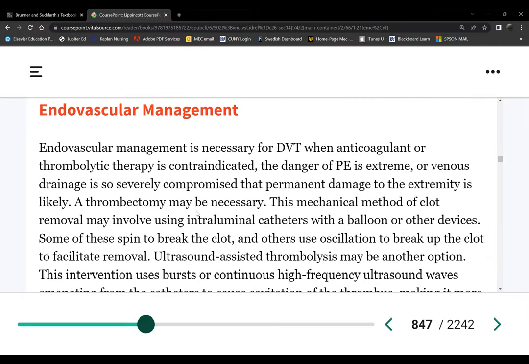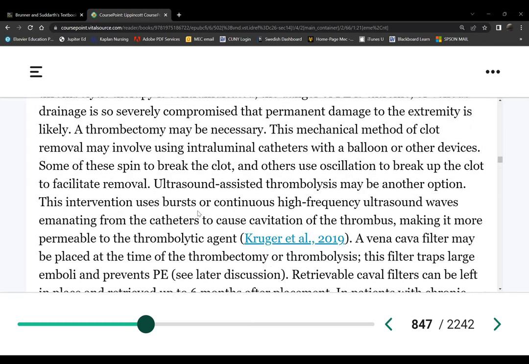If the blood clot is too big for anticoagulants or too risky for thrombolytics, we do have the surgical option. We can do thrombectomy. The doctor or surgeon, a vascular surgeon, can literally surgically remove the blood clot if it's that big.